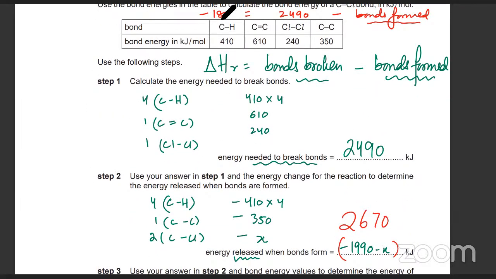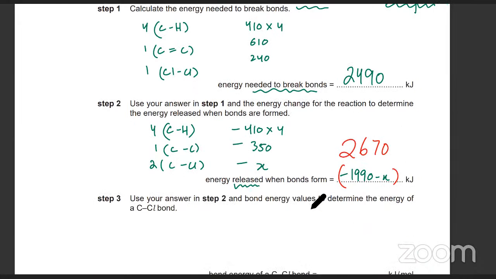You had already calculated one of the parts, so this other part was this thing. Now he's going to ask you, use your answer to step two to calculate the C-Cl bond energy. I took that as X. So 2670 is basically equal to what? Minus 990, minus 2x. So x is what?